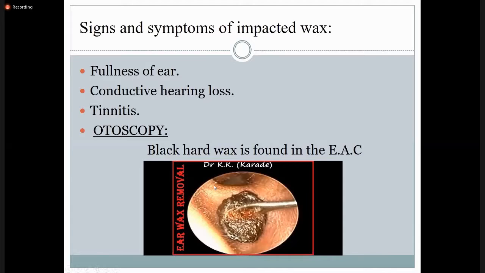As you can see in this diagram, Dr. K.K. Karate is trying to remove the hard wax by means of this metallic suction probe. And this is occluding the canal and is responsible for the feeling of fullness in the ear by the patient and conductive hearing impairment. And sometimes responsible for tinnitus, that is ringing in the ears. So this is a common condition we're dealing with, a wax in the ear, which is infected inside.